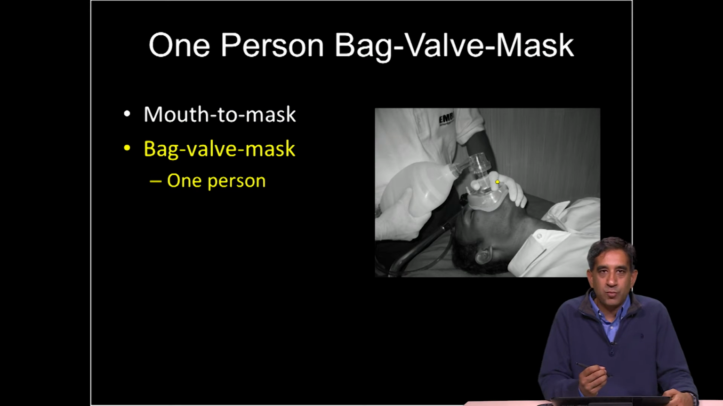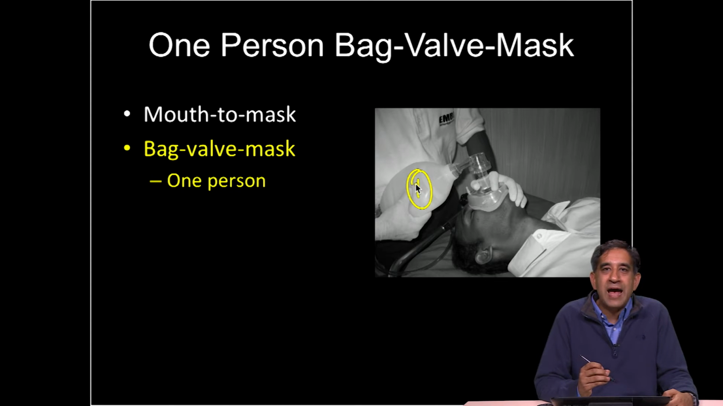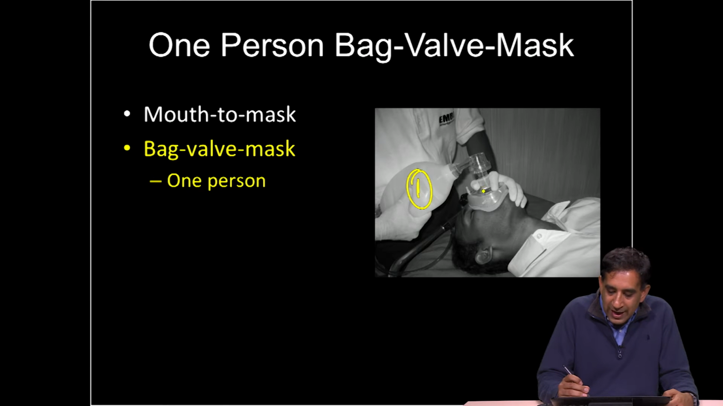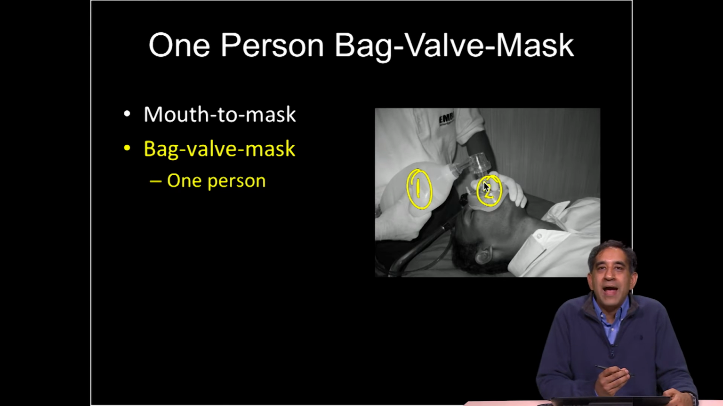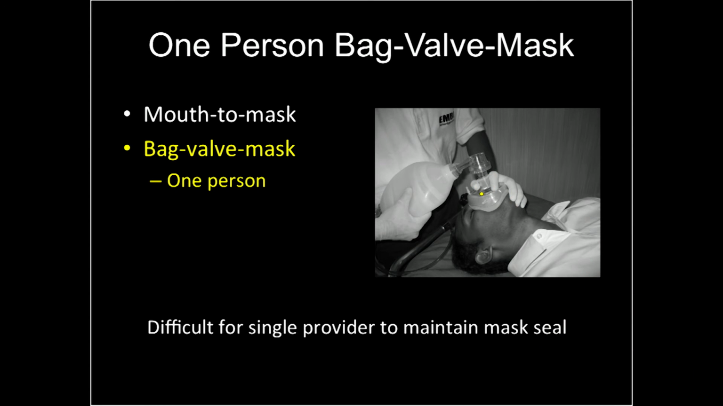More commonly in the hospital or pre-hospital setting, you're going to use a bag valve mask device and provide bag mask ventilation. When you only have one person, one of your hands is going to be used to squeeze the bag and provide ventilations. The other hand is responsible for holding the mask onto the patient's face. And as I mentioned before, when you have one hand dedicated to holding the mask on the face, we can use the EC technique to hold it on there. But this can be very difficult, and it's hard to keep a mask seal.